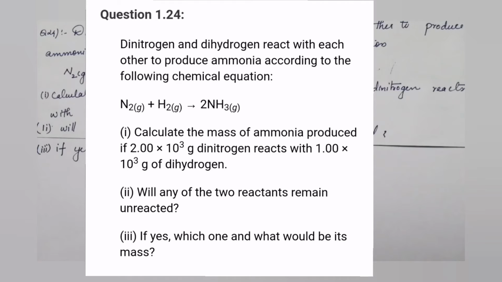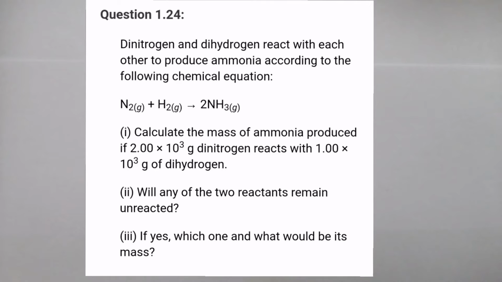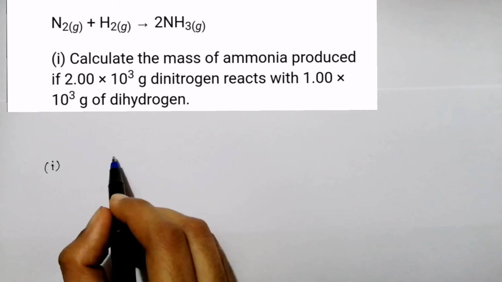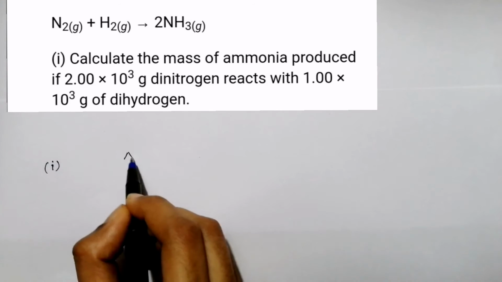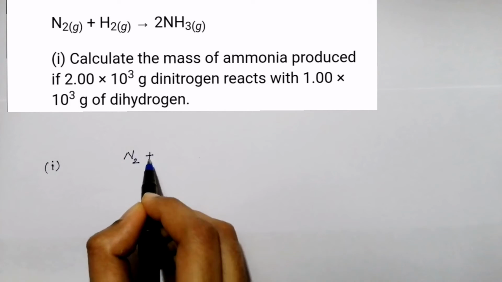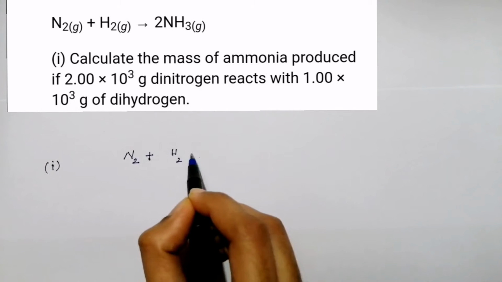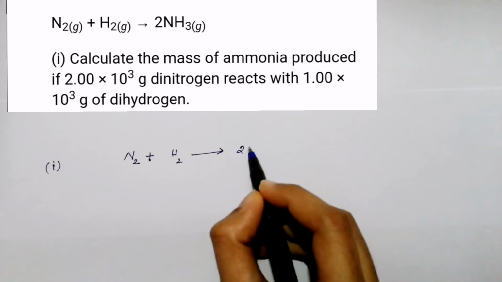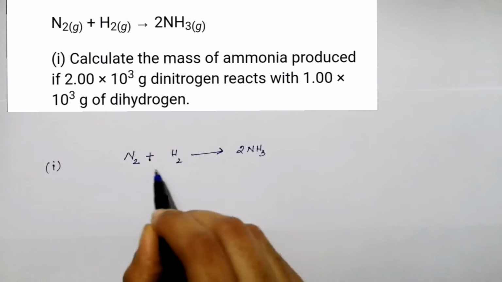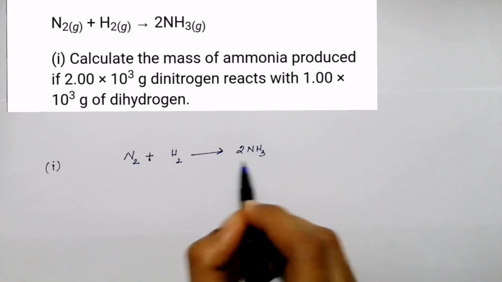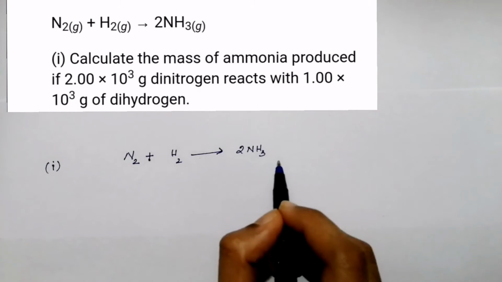Second question says, will any of the two reactants remain unreacted? And the third question says, if yes, which one and what would be its mass? So let us try doing the first part of this question. From the question, we have the chemical equation as N2 reacting with H2 giving us 2NH3. Now, this is not a balanced chemical equation. Let us balance this equation first.